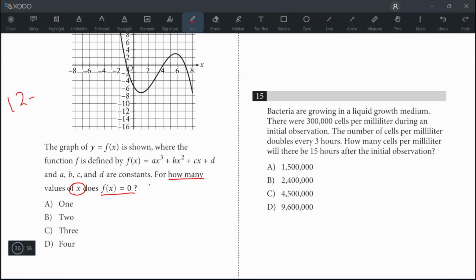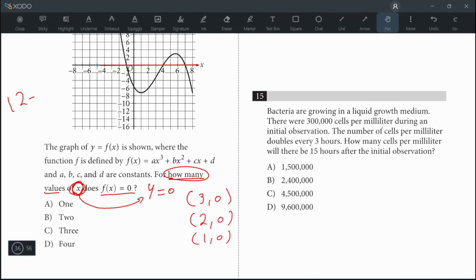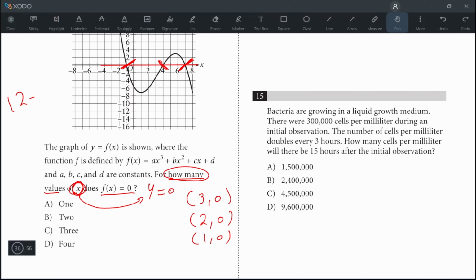So here we know that the value of y is equal to 0. And he asks us about the values of x in which the values of y are equal to 0. So how many times does this graph intersect the x-axis? That's one time here, a second one here, and the third one there. So we have 3 intersections between the graph and the x-axis. So the answer is C. And this question is about finding x and y intercepts of a function from graphs.